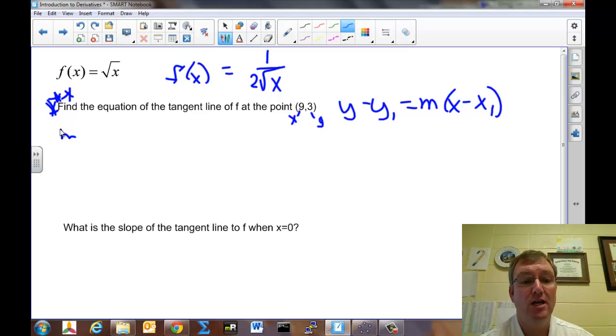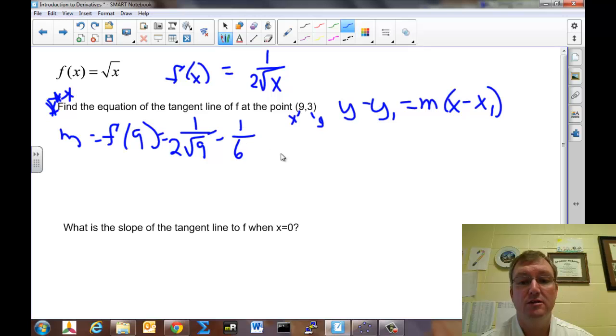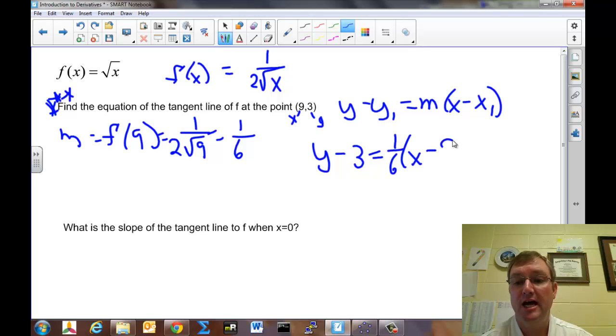So to find our slope, we need to find the derivative at this particular point. We need to find f prime at 9. So that's going to be 1 over 2 times the square root of 9, which is 1/6. So now, how do we write out the answer? It says find the equation of the tangent line. y minus 3 equals 1/6 times (x minus 9).